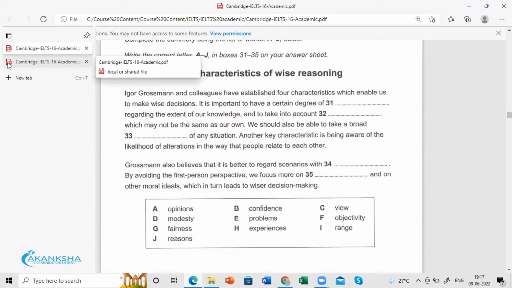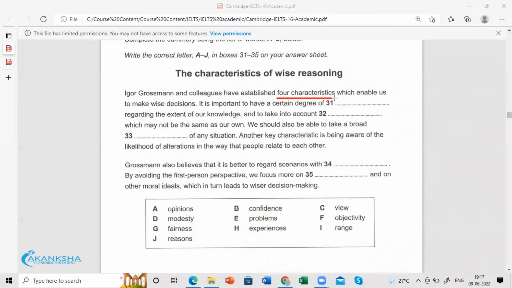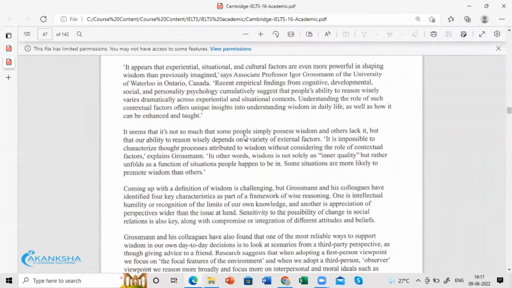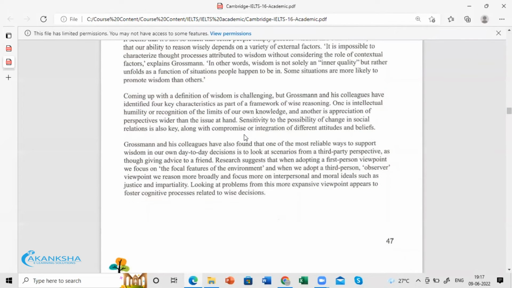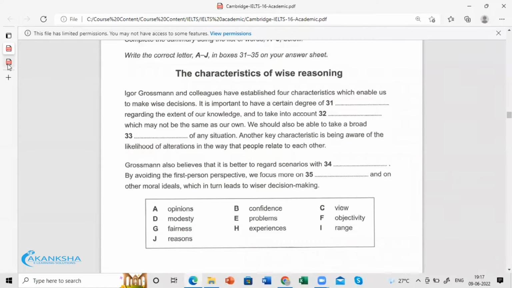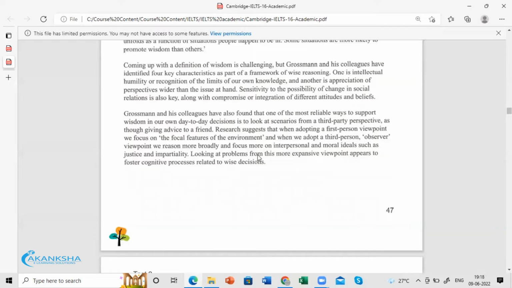To make wise decisions, 4 characteristics. Another word that is easy for us to locate is 4 characteristics. So we need to scan for Igor Grossman and 4 everywhere. Where do we get this? Grossman and his colleagues. Yes, Grossman and colleagues.